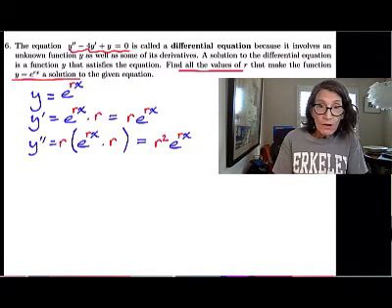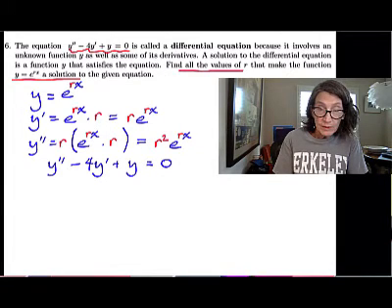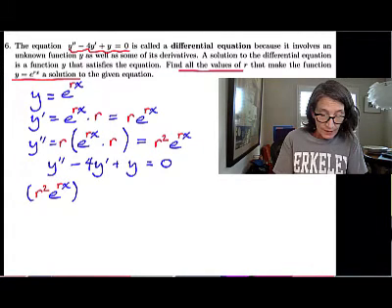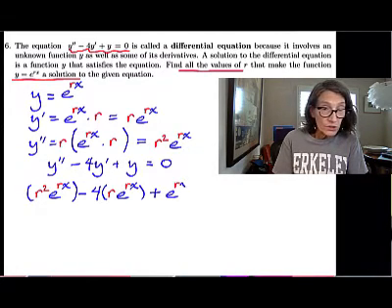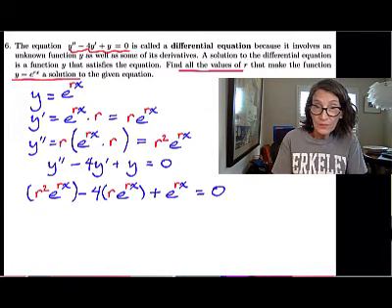So now putting all of this into that equation, remember the equation says y double prime minus 4y prime plus y has to be 0. So putting in y double prime, which is r squared e to the rx, minus 4 times y prime, which is r e to the rx, plus y, which is just e to the rx, all that has to equal 0.